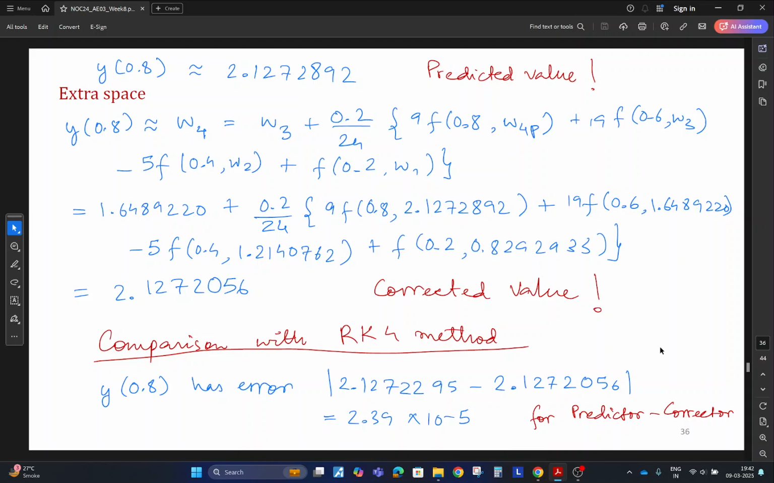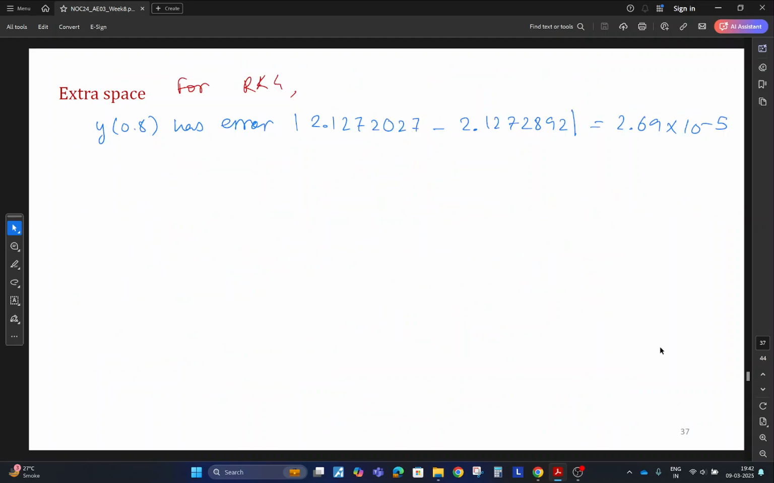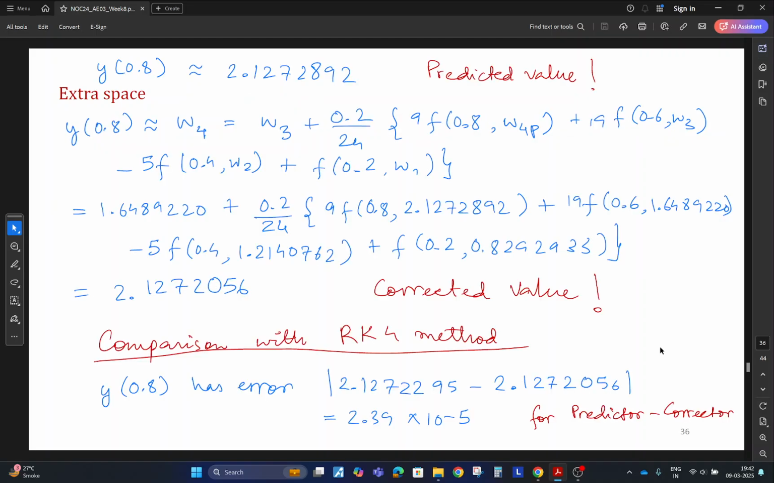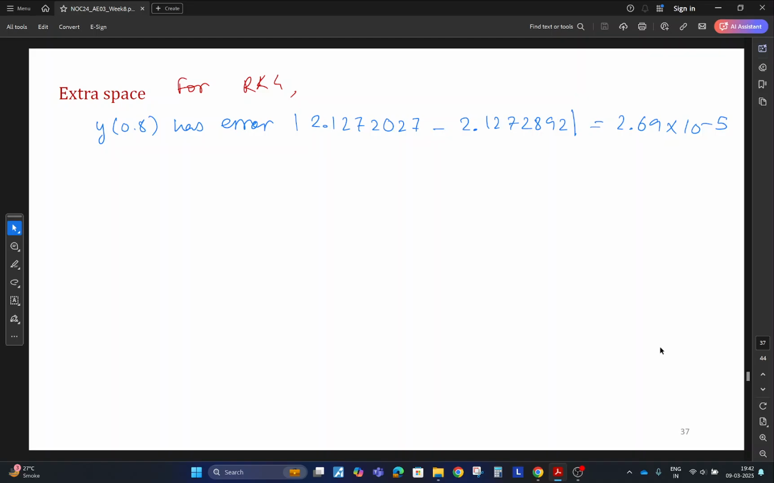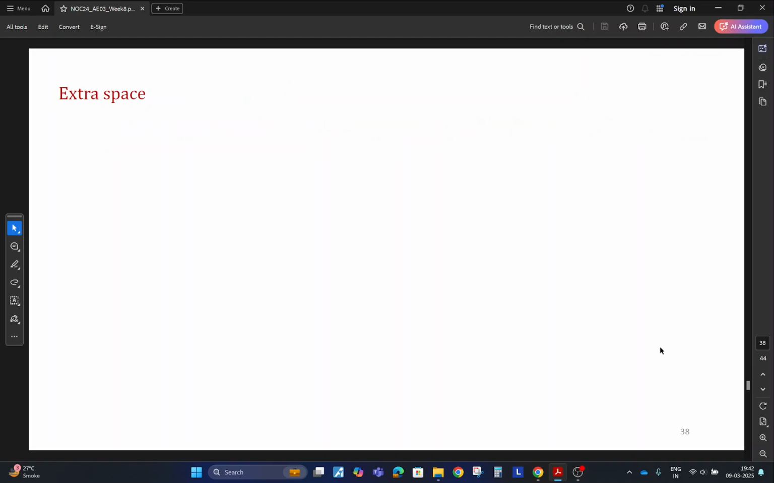we see that the predictor corrector method has the error which is 2.39 into 10 to the power minus 5, whereas for RK4, the error was 2.69 into 10 to the power minus 5. So they are comparable for this particular example.